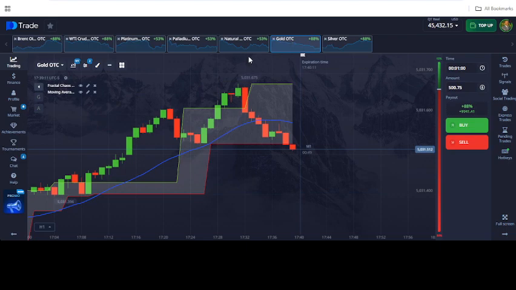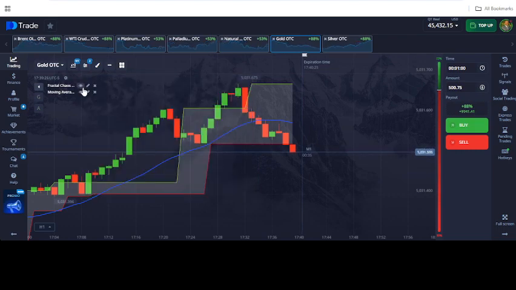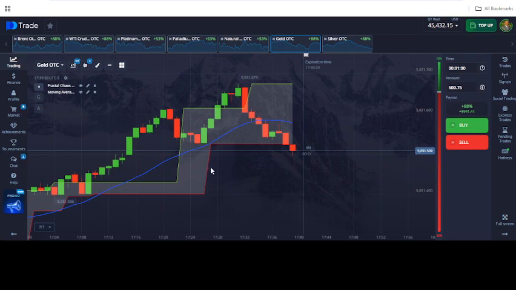Okay, so I'll be utilizing two indicators here, and the two indicators are the Fractal Chaos Bands and the Moving Average indicator. For the Fractal Chaos Band settings, I have my period set to 2, which is the default setting, and in the style settings, I've changed the background to white. That way I can see my lines a little better here.